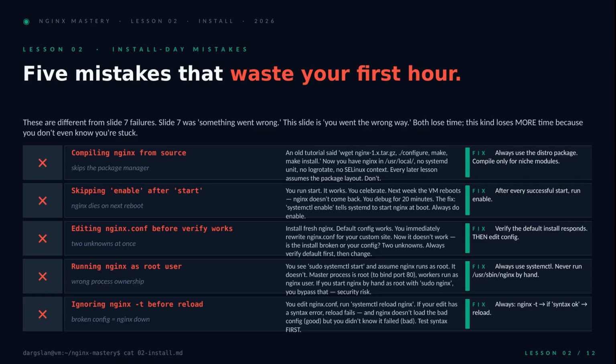Before you head off to those drills, 5 wrong turns that quietly burn your first hour. Don't compile from source. You lose systemd, logrotate, SELinux context, and every lesson after this. After start, always run enable, or Nginx ghosts you on the next reboot. Verify the default install responds before you touch nginx.conf. Otherwise, you're debugging 2 unknowns at once. Let systemctl own the process. Never launch Nginx by hand as root. And before any reload, run nginx -t. Syntax check first, reload second, always.